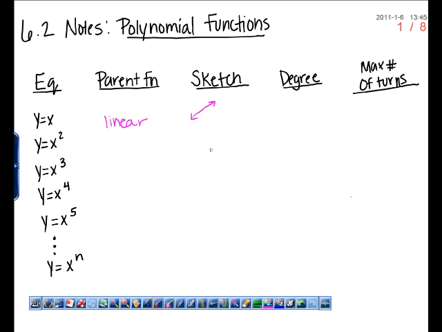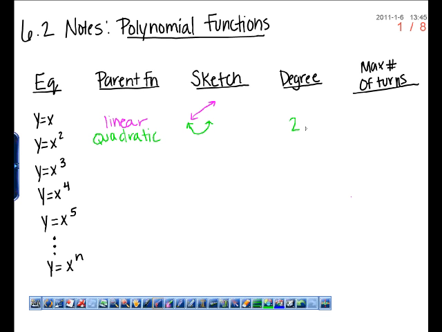So let's go down to y equals x squared. What's that parent function? Quadratic. What does that graph look like? A parabola. We spent a lot of time talking about quadratics. They could open down, they could open up, they could be skinny, they could be wide. We've got lots of things that can change, right? Now I'm going to go ahead and tell you that the degree of a quadratic function is 2.